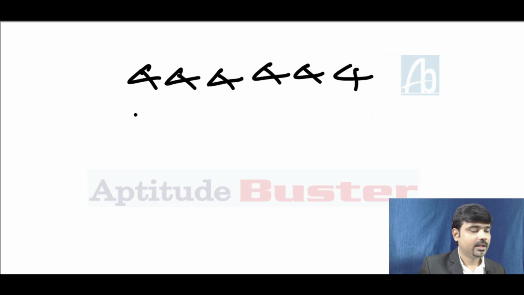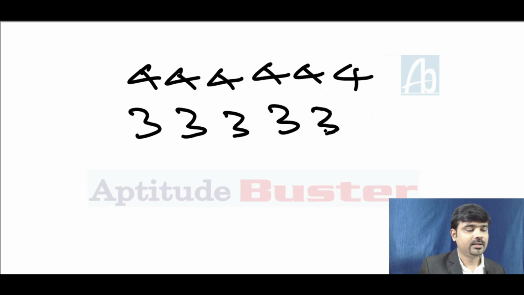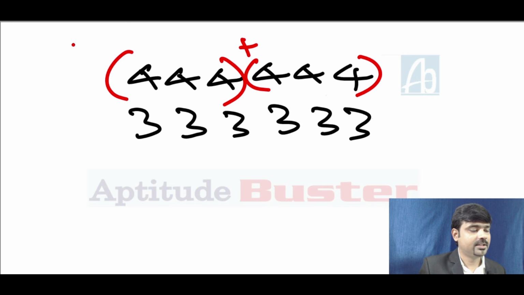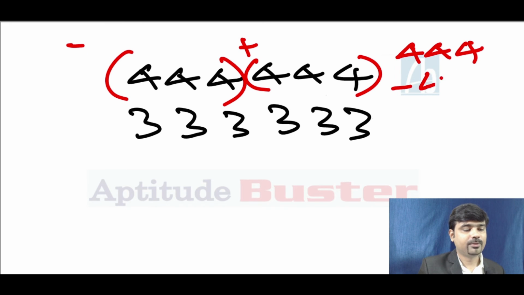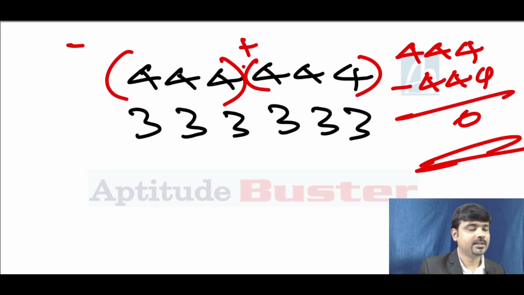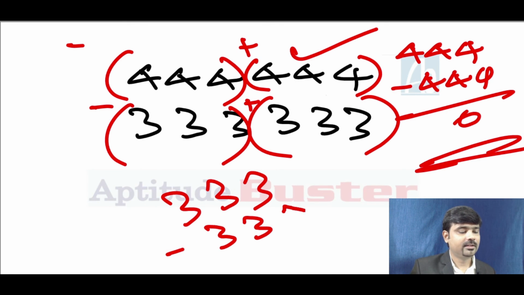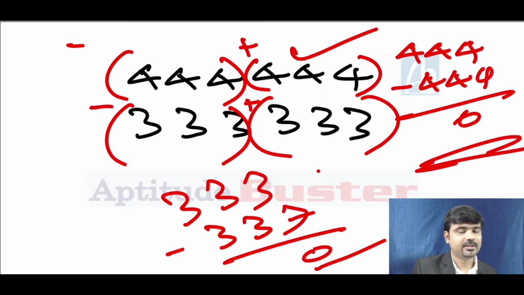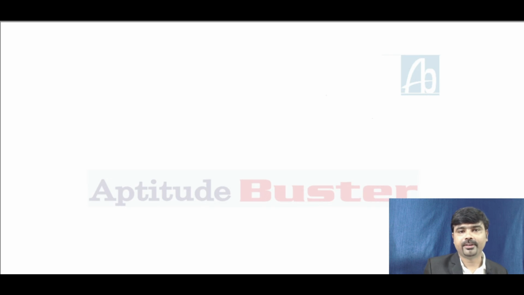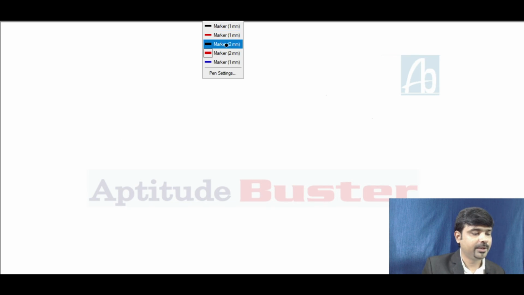444 or 333. Is it divisible by 7? First one, take these 3 digits, put plus, these 3 digits minus. 444 minus 444, anyway 0. That means it is divisible by 7. 333, put plus here, 333 minus. If you subtract 333 minus 333, the remainder is 0. That means it is divisible by 7. It's a very simple one. Why this differs from the other divisibility rules, I'll explain to you.